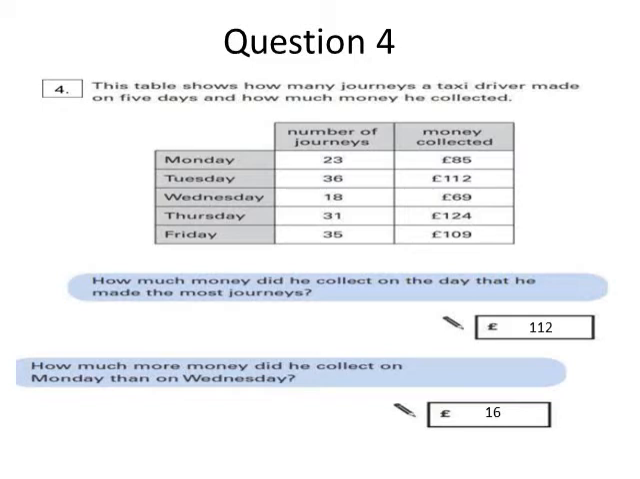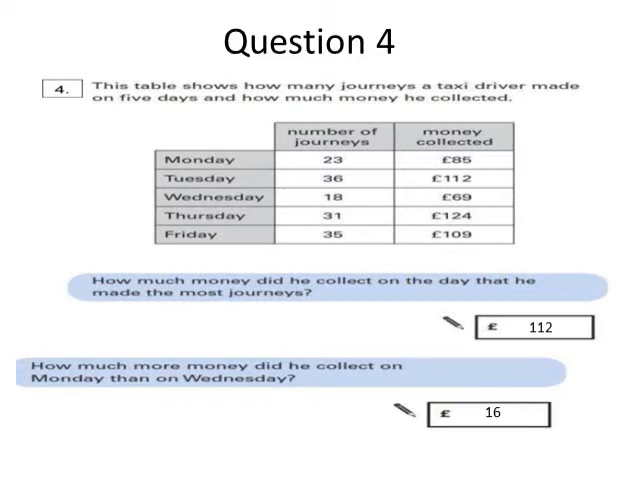In question number 4, it's a very important question because he's just testing me about how to read the tables itself. So I have a table here with a lot of data, so I have to read the question very carefully and try to understand the table itself. Reading the question, this table shows how many journeys a taxi driver made on 5 days and how much money he collected. The table is written with days like Monday, Tuesday, Wednesday, Thursday, Friday, and I have number of journeys and money collected.